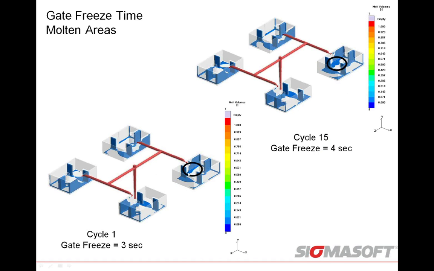And I've circled 2 areas here. So look at this area here. This is our molten area that's free to shrink. And over here, we have a little bigger area. So again, we have probably a stronger chance for some sink marks or some displacement or voids in this area, now that we're simulating a more realistic situation after 15 cycles versus after 1 cycle.